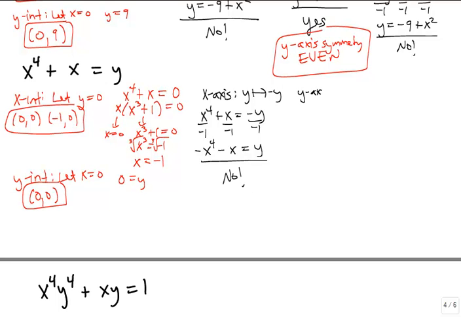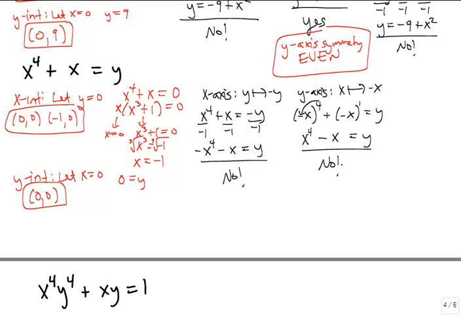Let's try y-axis. So we're going to replace x with minus x using parentheses. So this is going to become parentheses negative x all raised to the fourth plus a negative x in parentheses, and I'm not touching the y. Now this negative is being raised to the fourth, which is an even power, so it's going to disappear. So this will become positive x to the fourth. This negative is being raised to an implied power of 1, which is odd, so it's going to stay there. So this is going to stay minus. Does that look like the original? No. So that doesn't work either.